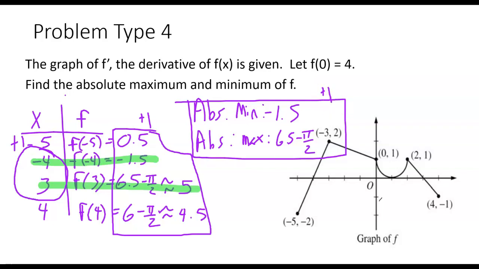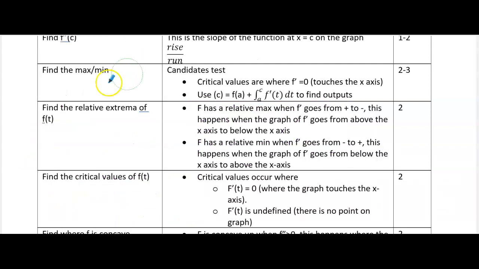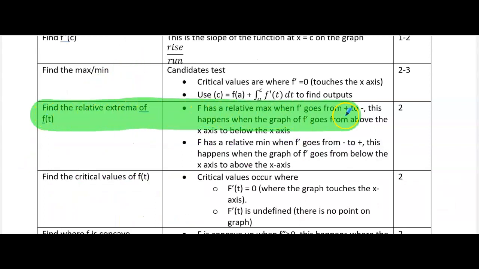All right. Move on to our next thing here. All right, the next thing we're going to look at is how to find relative extrema.